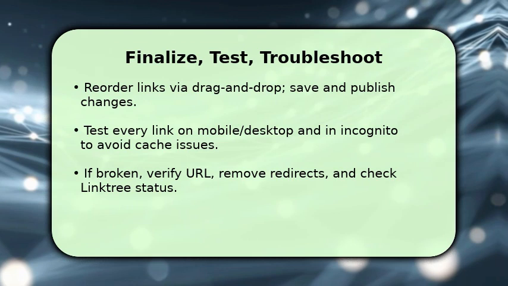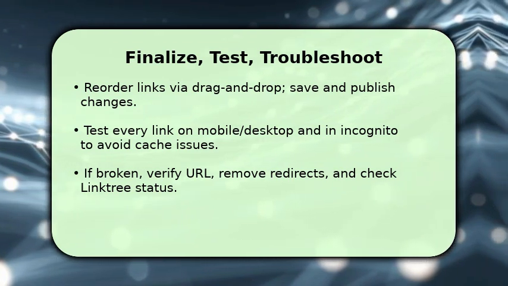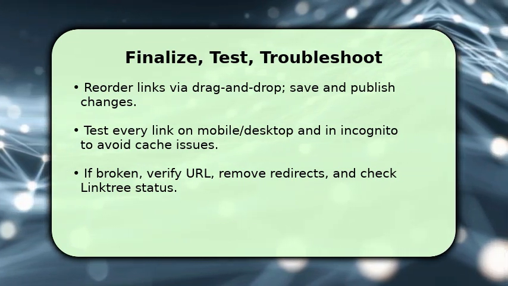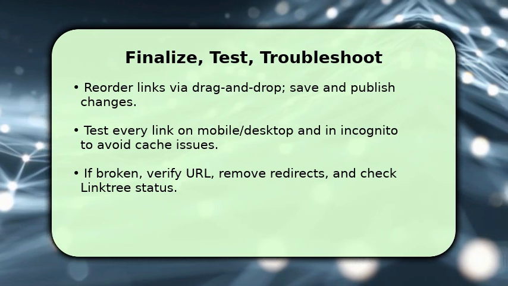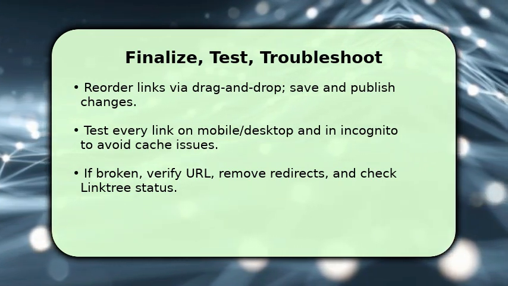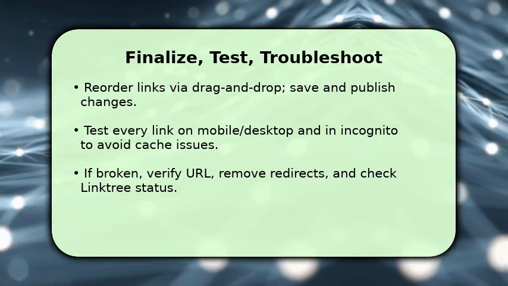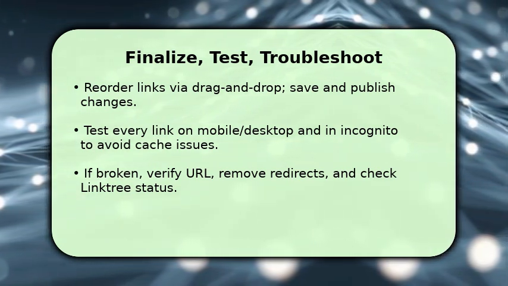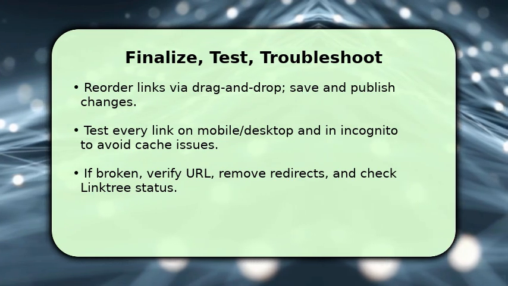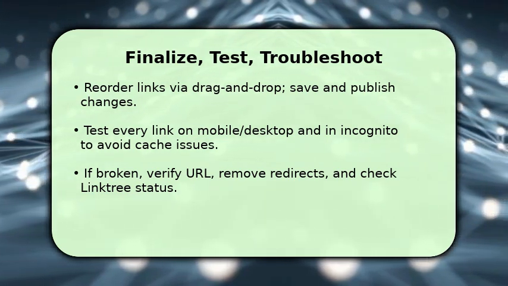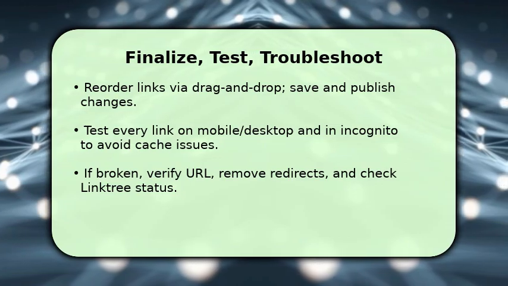You should test each link on mobile and desktop and use an incognito window to avoid cached redirects interfering with results. If a link fails, verify the exact URL, remove unnecessary redirects or tracking to isolate the problem, and confirm Linktree's service status. One key troubleshooting tip: if a link looks right but won't load, replace it with the raw destination URL to rule out redirect issues.